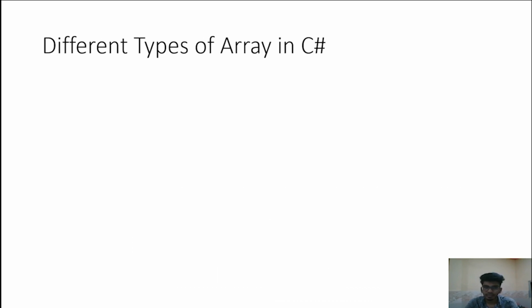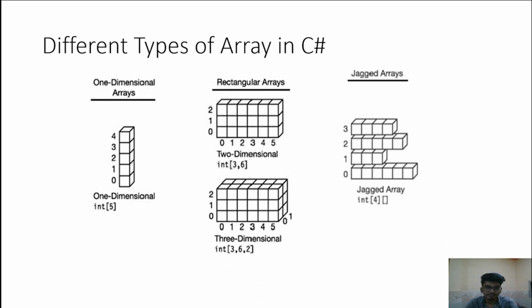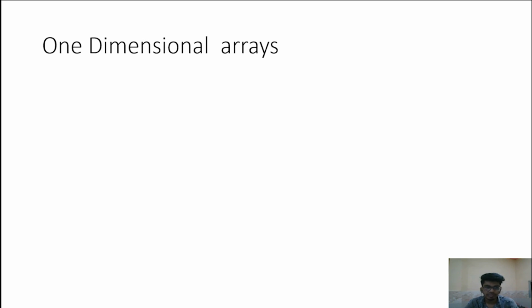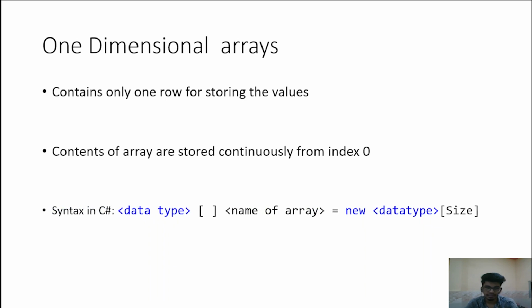Here I have classified arrays into three types: one-dimensional arrays, multi-dimensional arrays, and jagged arrays. So this is the one-dimensional array. One-dimensional arrays are the simplest form of arrays. This type of array contains only one row for storing the values. Here all items in the one-dimensional array are stored in a row starting from 0 to the size of the array minus 1. It can be called a single-dimensional array.